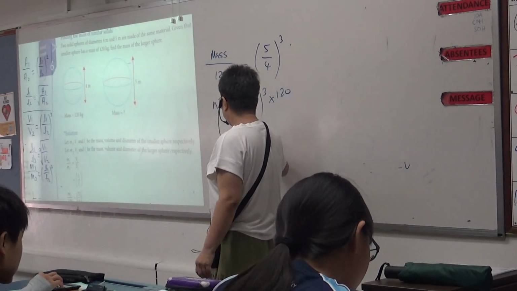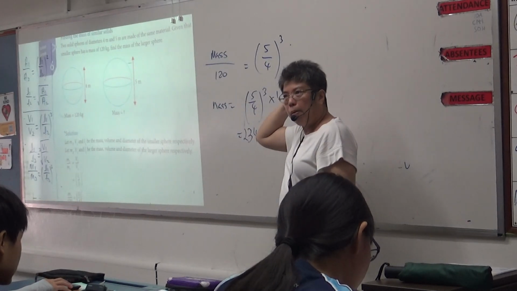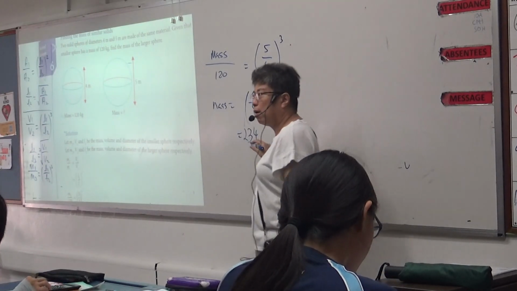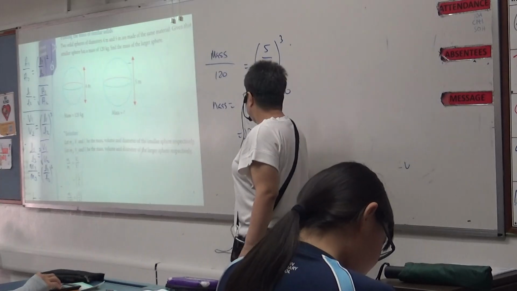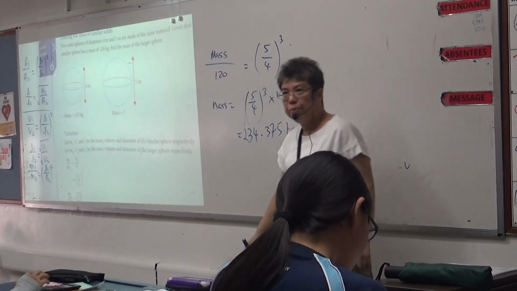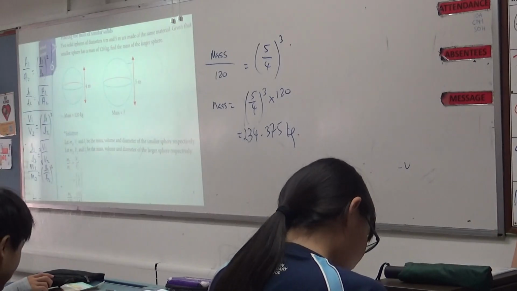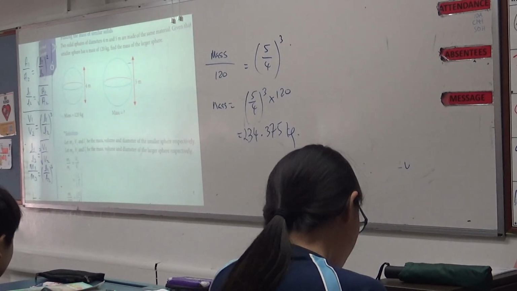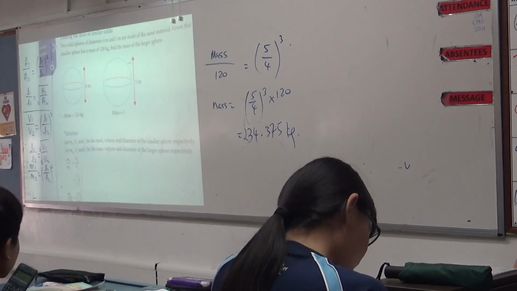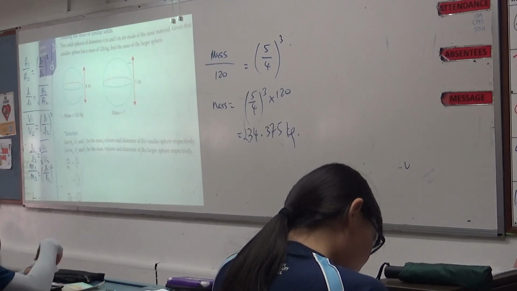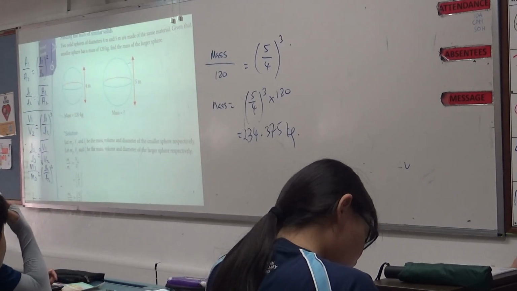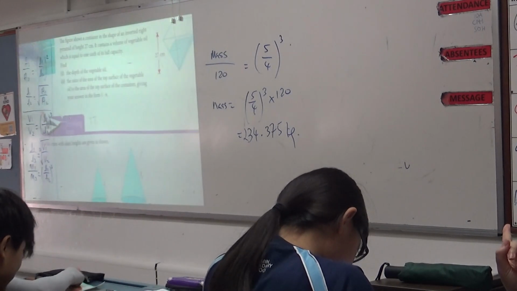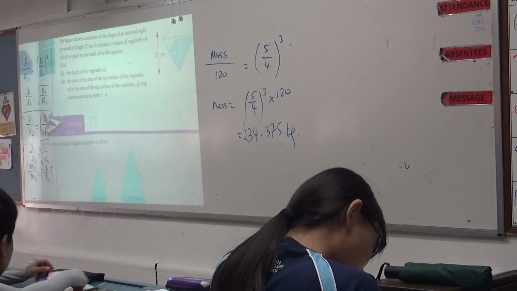Exact answer must give me exact. 234, why what? 234.375 kilograms. Alright, 3 over 8 also can. But how come I cannot write this into 3 significant figures? Because it's an exact answer. Exact answer, you must leave the answer as exact. Is that clear to everyone? Can or cannot? Okay, so this is your example 6. Still exact, unless it goes on forever.